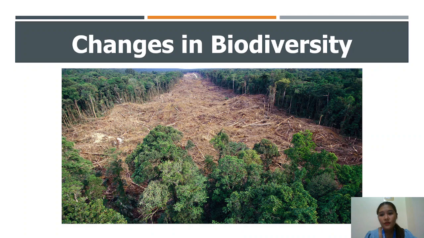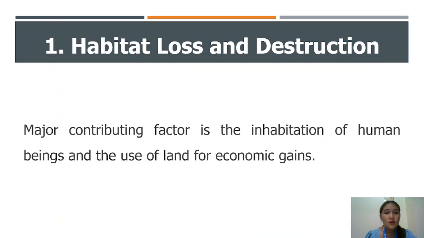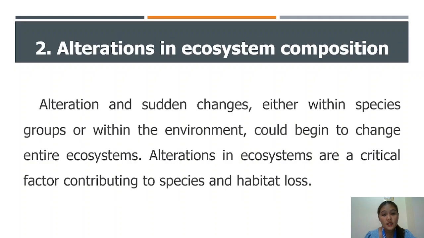So threats to biodiversity. So we have five threats to biodiversity. So number one is habitat loss and destruction. So major contributing factor is the inhabitation of human beings and the use of land for economic gains. Number two is alterations in ecosystem composition. So alteration and sudden changes either within species, groups, or within the environment could begin to change entire ecosystems. So alteration in ecosystems are a critical factor contributing to species and habitat loss.